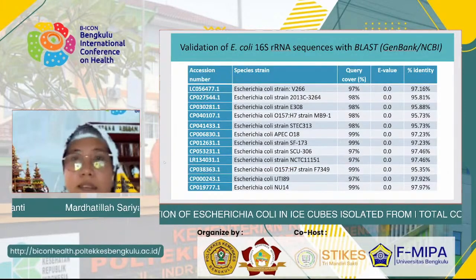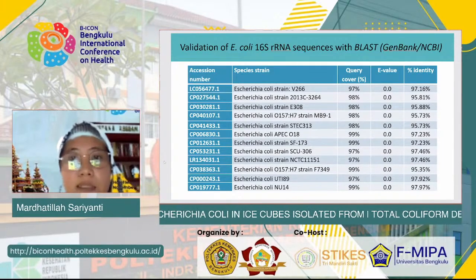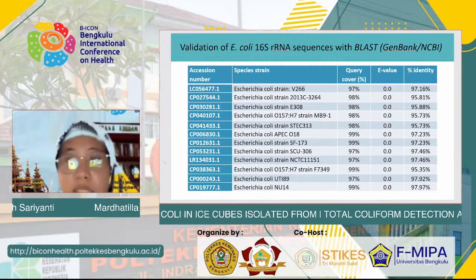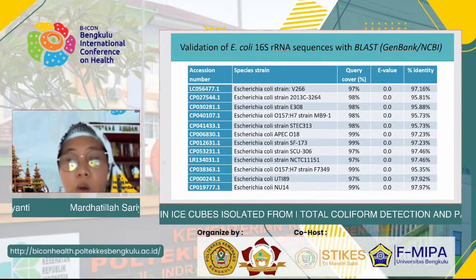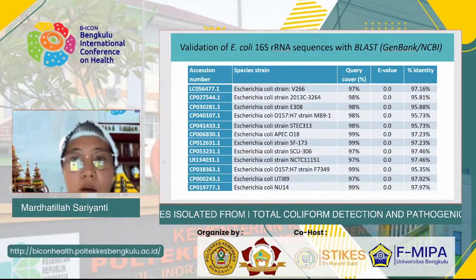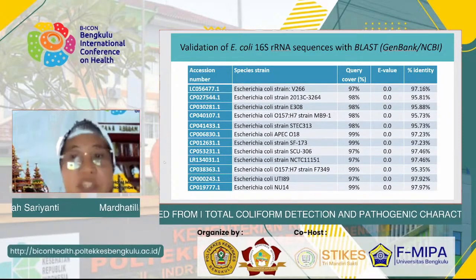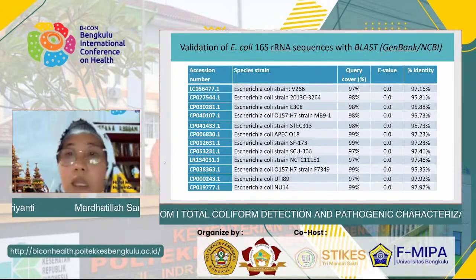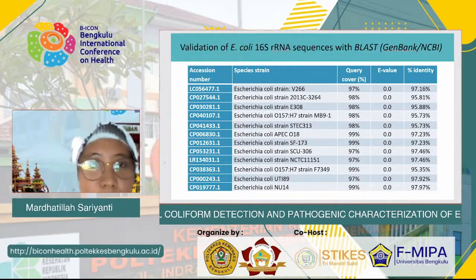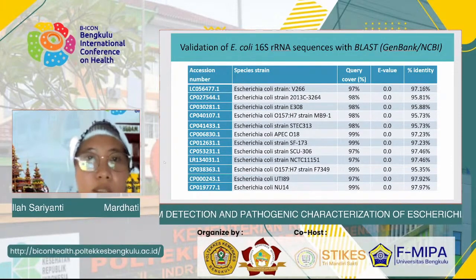Okay, this is the analysis based on the BLAST result. The isolates have a strong similarity level with the avian pathogenic E. coli strain O18 and the E. coli strain O157:H7, which are included as pathogenic E. coli strains. And we can see this from the percent identity and the query cover.